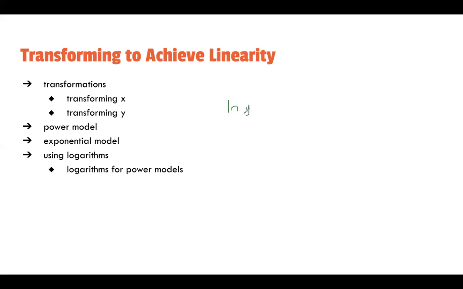So this is going to be ln of y versus ln of x, and that's going to give you a power model. The reason why is because if y is equal to a times x to the power of b, and you take the ln of both sides, you get ln of y is equal to ln of a times x to the power of b.